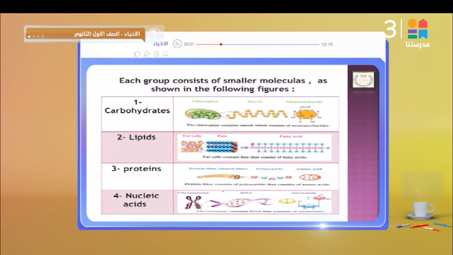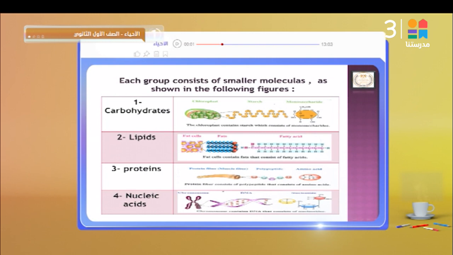Carbohydrates are considered one of the main components produced by the photosynthesis process. The autotrophic plant makes carbohydrates inside its cells. The main component of carbohydrate is glucose, and it is stored inside the plant cells in the form of starch. So glucose is stored inside plants in the form of starch.